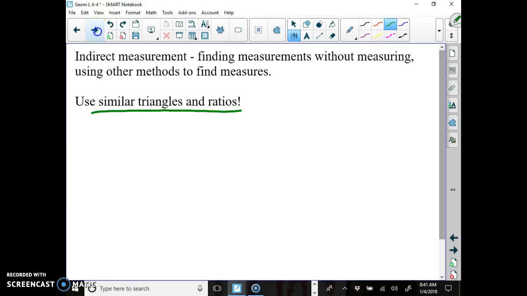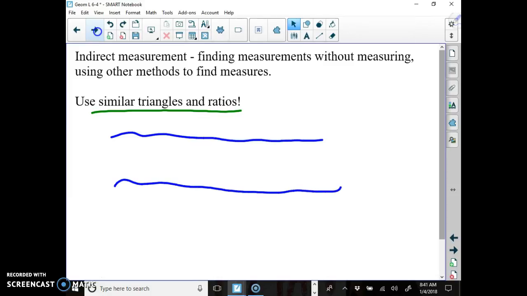Similar triangles would work. So if we have our uncrossable river, okay, and we got something to see across the way and something to measure here, we can just build ourselves a congruent, or excuse me, a similar triangle. Would we be able to do it that way? I think we have to do it a different way. Just a second here. Let me undo this.